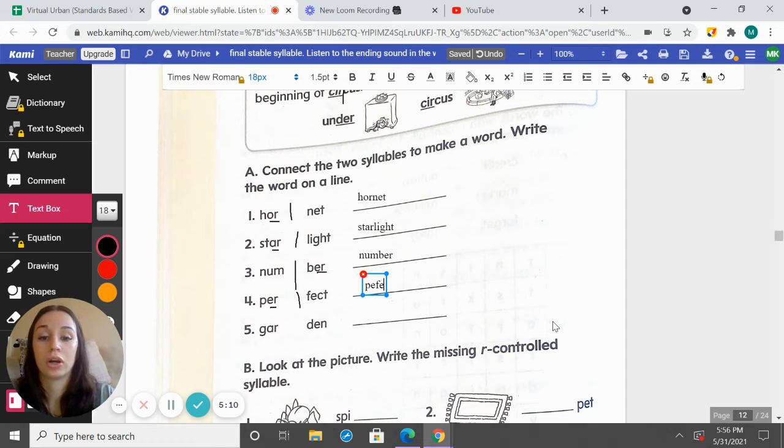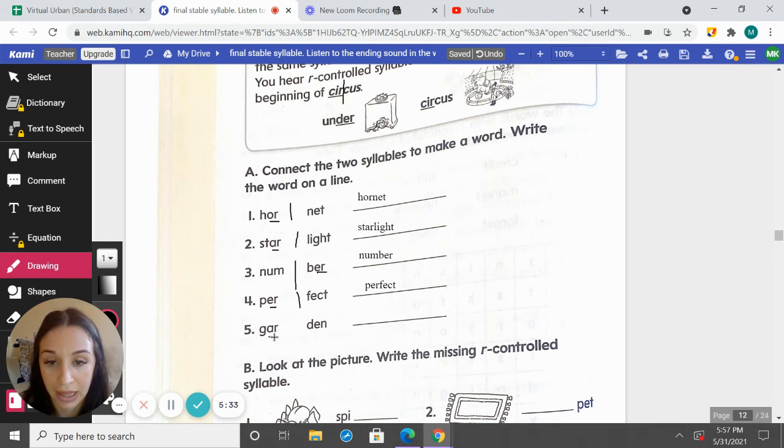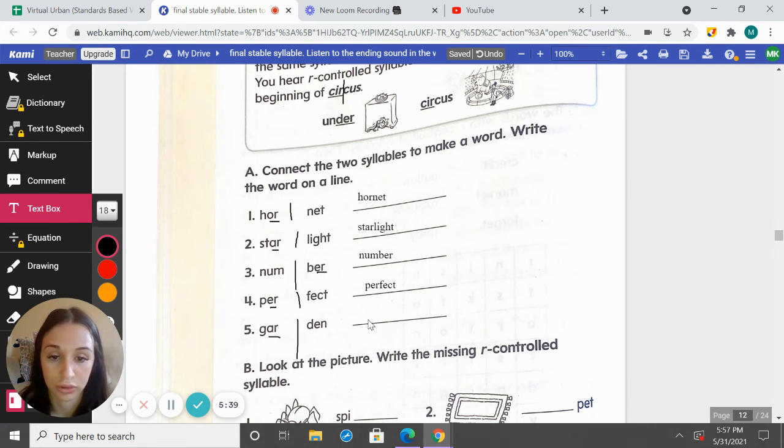So I want you to notice how no matter which syllable it is, that vowel and R stay together. We don't split them up in between the syllables. They're in the same syllable, and they create that R-controlled syllable. Garden, garden. Okay, so those are our two syllables. Put them together, we get garden. But you can see here we have that A and that R, so that's our R-controlled syllable.